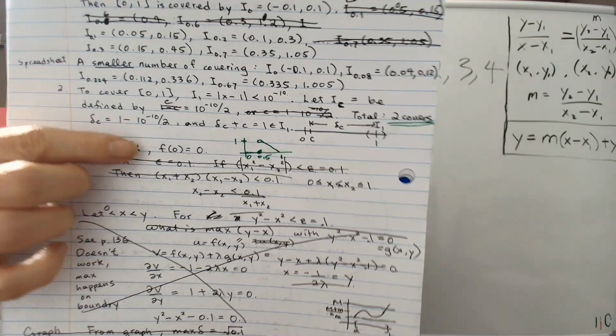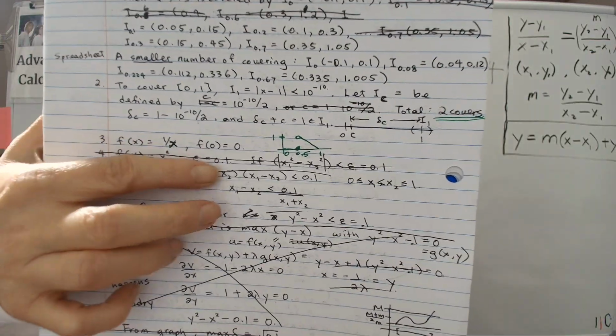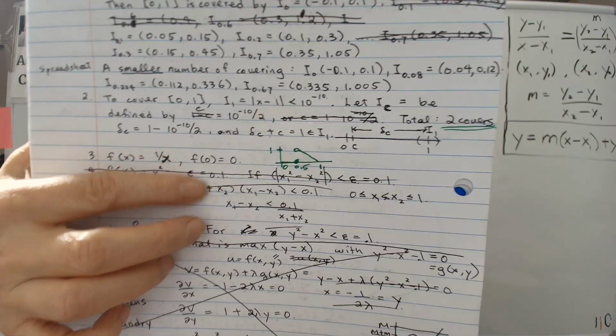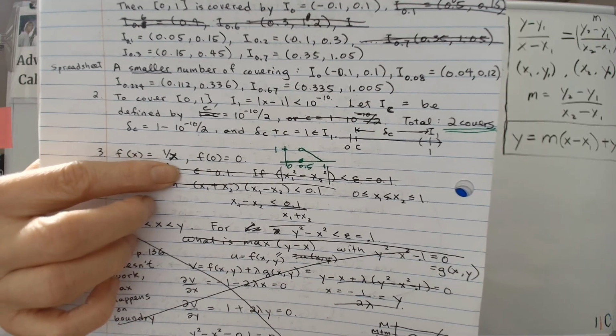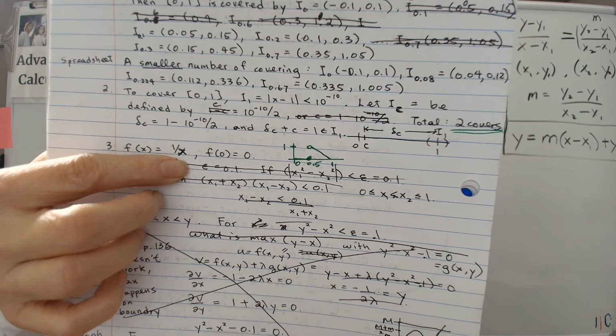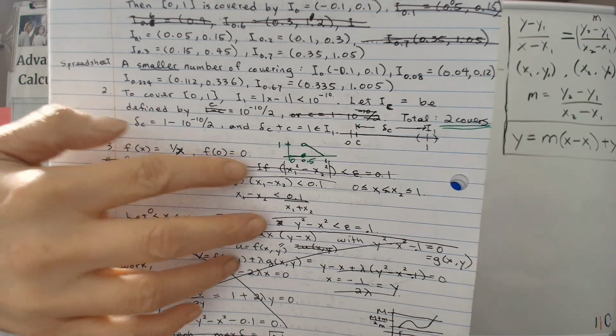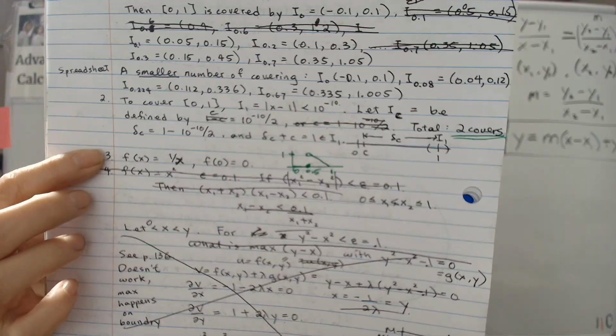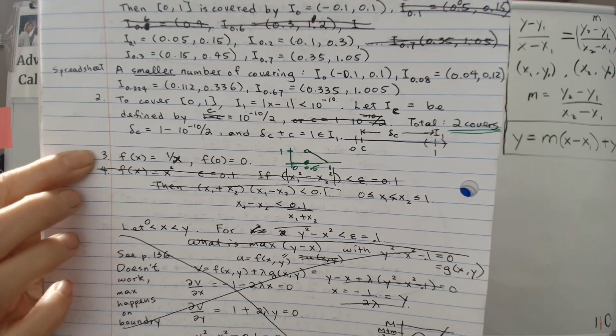So immediately I thought of the function 1 over x, defining f of 0 to be 0. It of course has no maximum because the maximum becomes infinity. But what if we need the function f to be bounded?